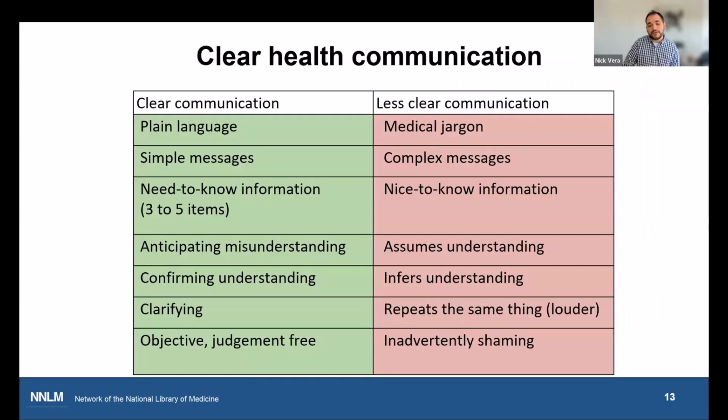Our goal is to communicate as clearly as possible. So the left-hand column here shows what we can aspire to in order to have clear communication. You can also think of the left-hand column as the behavior change we need to implement in order to have clear communication. The right-hand column on the other side shows how communication usually works or what we want to avoid. First, to have clear communication, use plain language.